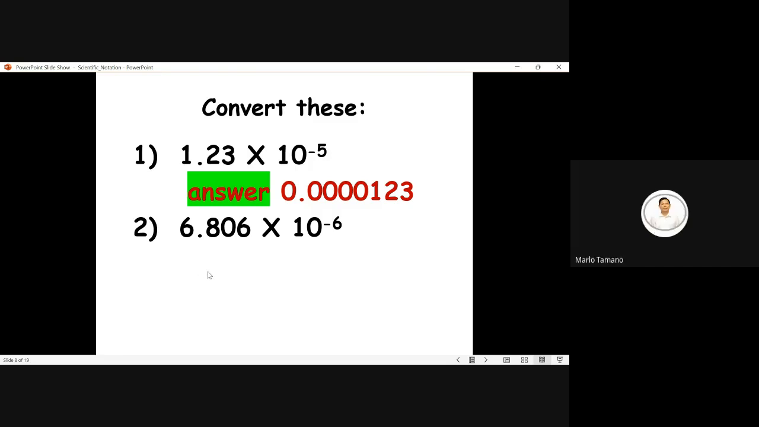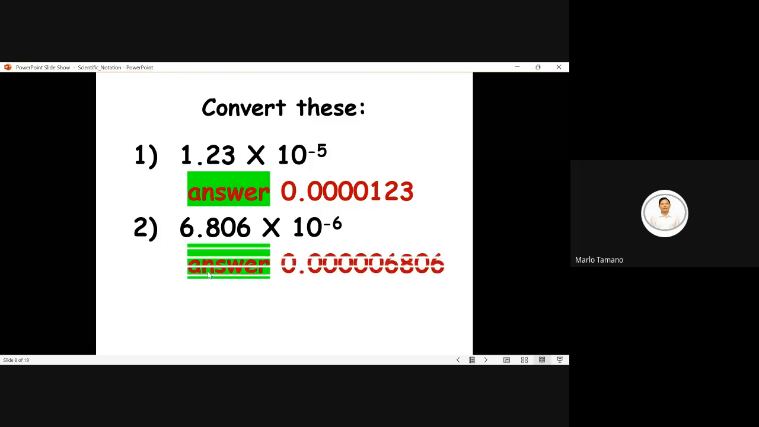Okay, so we have 5 zeros, pang-6, 6, and that is the correct answer. That's it. So 0.00005, tapos pang-anim yung 6, tapos 806. And that is the final answer.